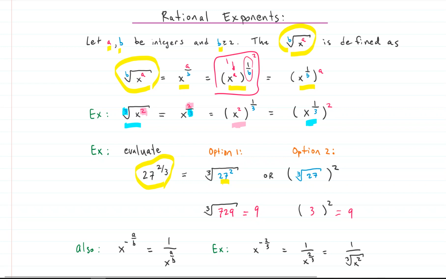Now I have one last note down here at the bottom. If we have a negative exponent, what that means is that I have to take the reciprocal of the base. So let me give you a quick example. So if we have 2 to the negative 3, the base here is the 2.